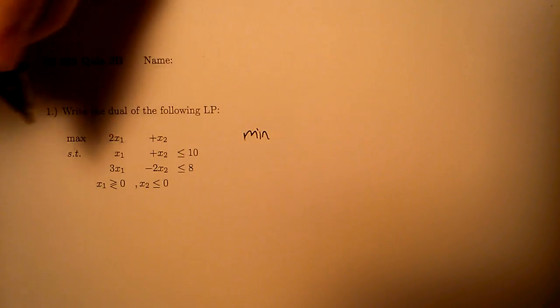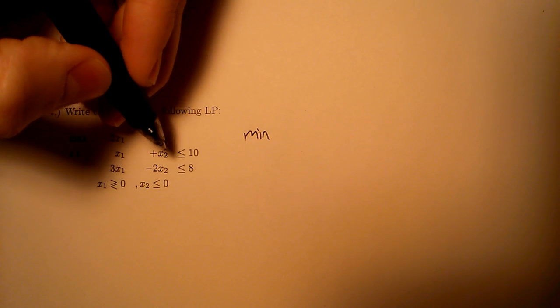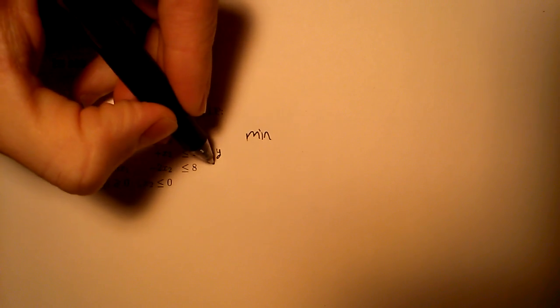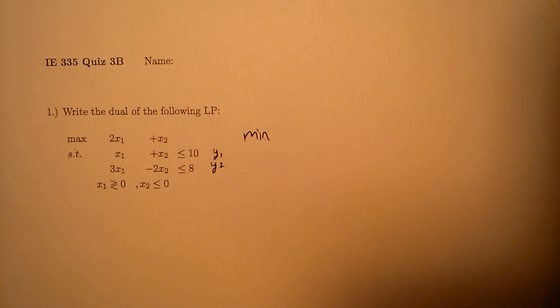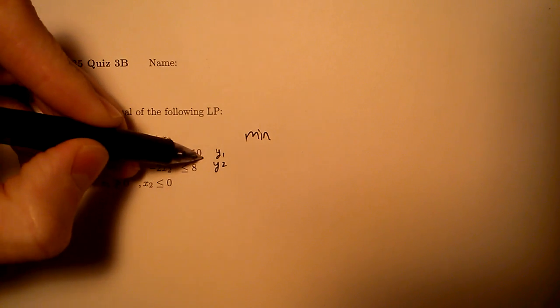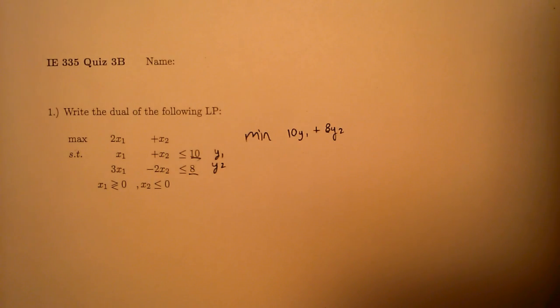Then I always identify how many decision variables I need. There's going to be a decision variable in the dual associated with each constraint in the primal. So you can write them out. There'll be y1 and y2. Okay. The coefficients in the objective function of the dual will be the right-hand sides in the primal. So my dual objective function is going to be minimize 10y1 plus 8y2.